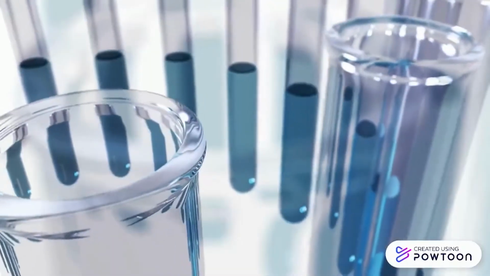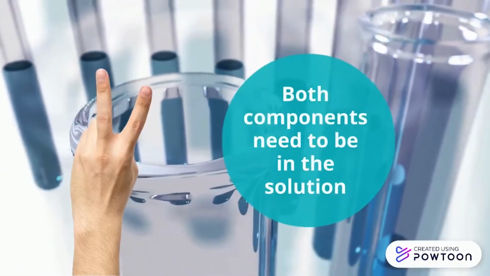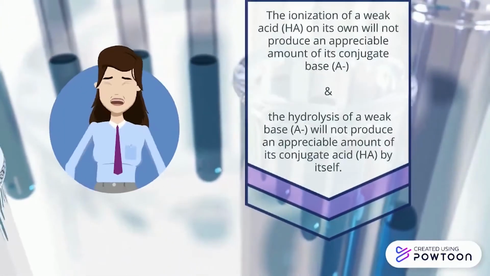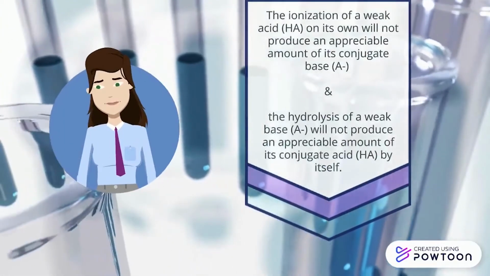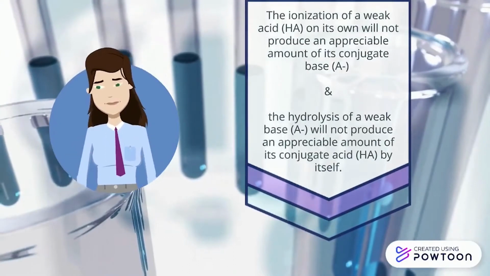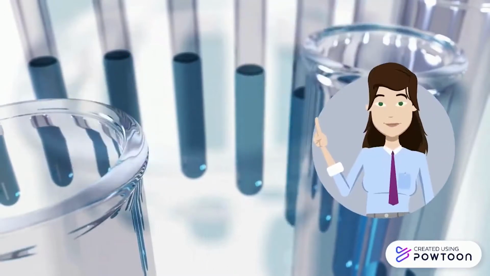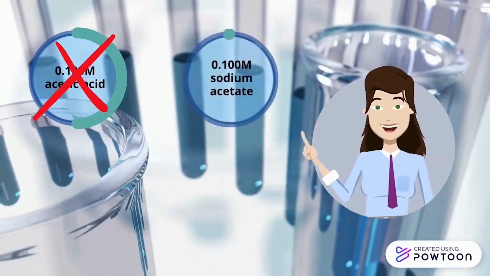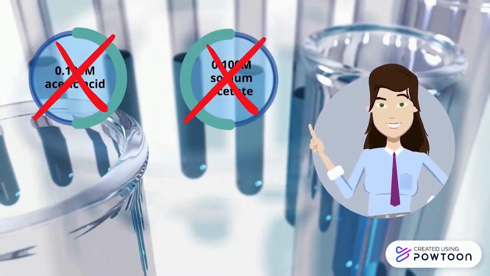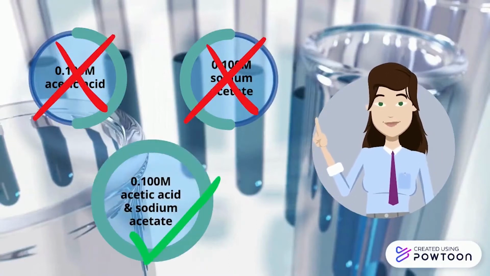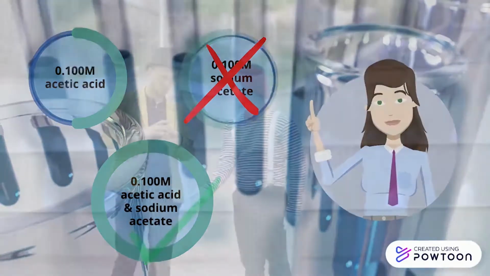Another important point is that both components need to be in the solution. For example, the ionization of a weak acid HA on its own will not produce an appreciable amount of A-, while the hydrolysis of A- will not produce an appreciable amount of HA by itself. Therefore, neither 0.1 molar of acetic acid nor 0.1 molar of sodium acetate alone are buffer solutions, but together a solution of 0.1 molar each is a buffer solution.